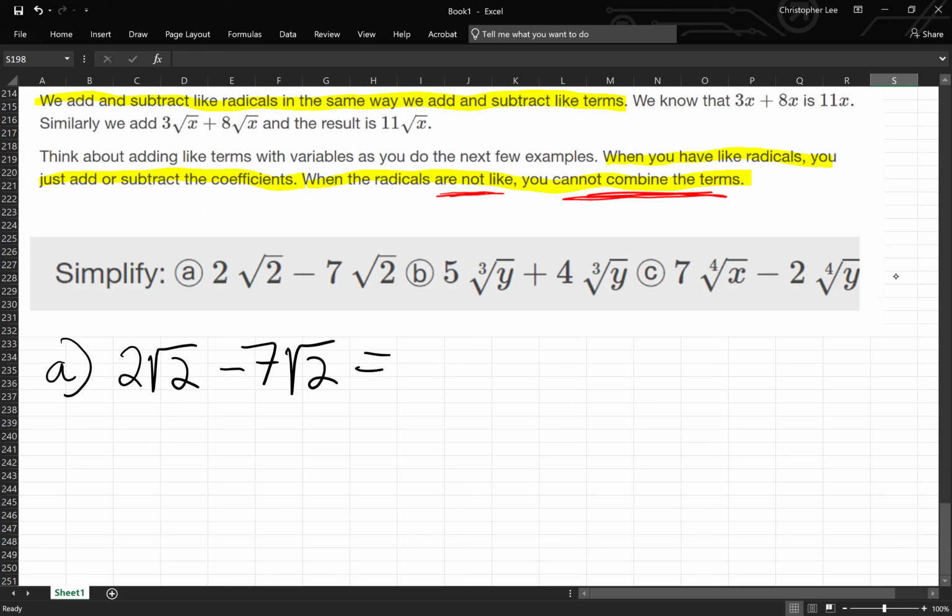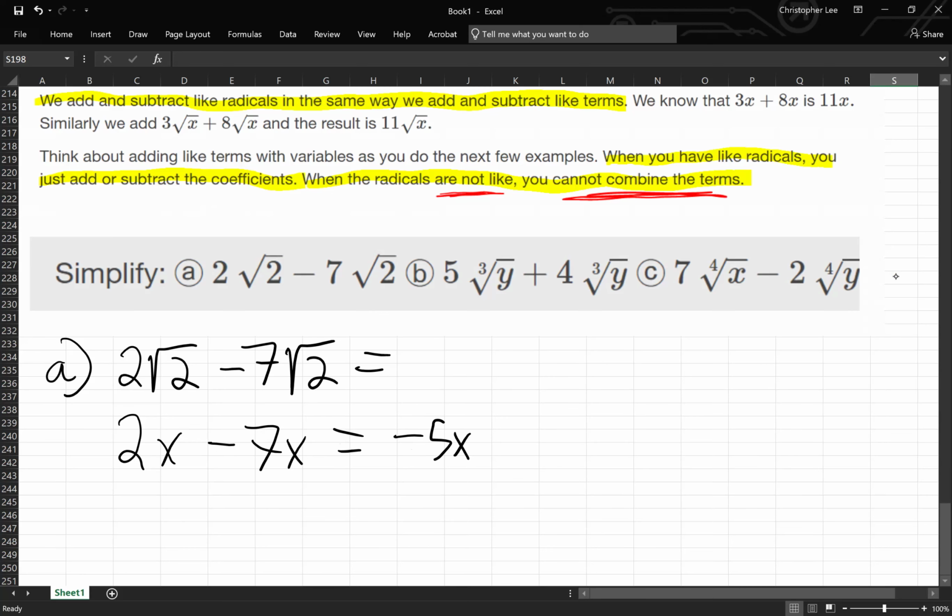All right, look. What's this? What's the answer? 2x minus 7x equals what? Negative 5x. So 2 radical 2 minus 7 radical 2 equals what? Right. So if 2x minus 7x equals negative 5x, 2 radical 2 minus 7 radical 2 equals what?